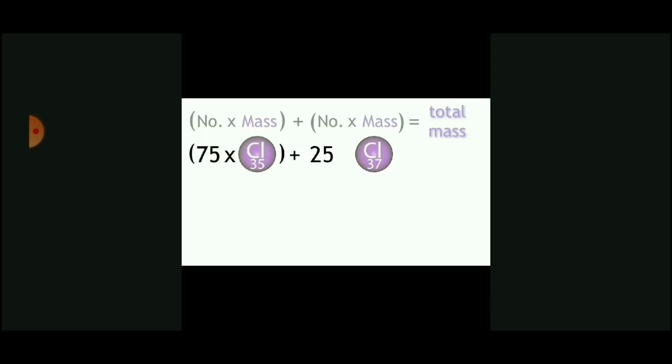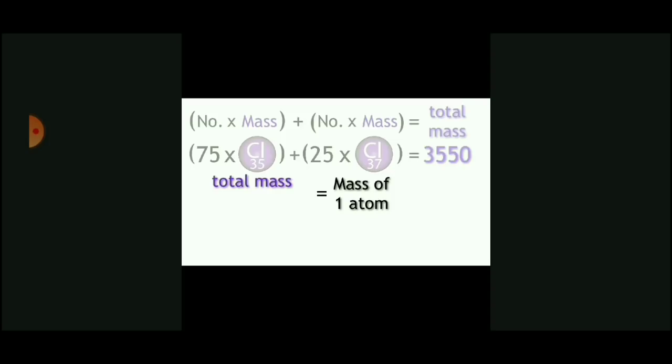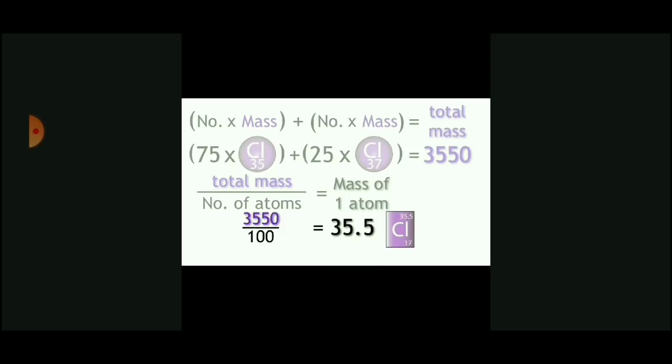So what do we do to calculate the total mass? 75 into 35 plus 25 into 37, which gives you 3550. To calculate the mass of one atom, you take this formula: total mass by number of atoms. That is 3550 divided by 100, which is equal to 35.5. The relative atomic mass of chlorine is 35.5. That is nothing but the weighted average.